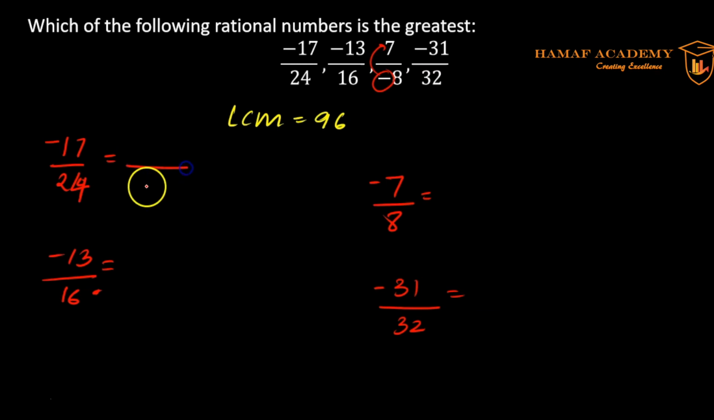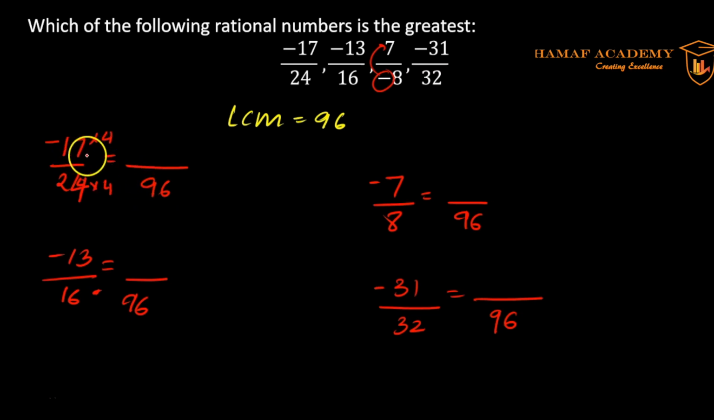All right, now my goal is to make all the denominators 96. Since the LCM is 96, all my denominators are going to be 96. So we have an equivalent fraction situation happening over here. 24 times what gives you 96? It is 4. Now in case of equivalent fractions, if I am multiplying 24 by 4 and getting 96, the same applies to the numerator. So I have to also multiply 4 with the numerator, which is 17 times 4, and that gives me negative 68.